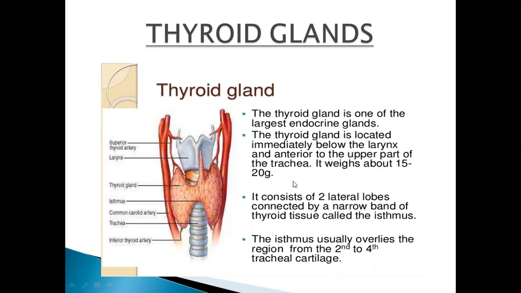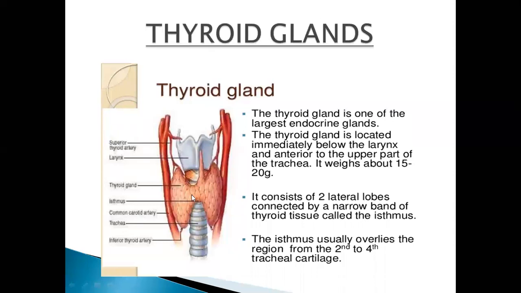It weighs about 15 to 20 grams. It consists of two lateral lobes. You can see here one and two. These two lobes are connected by a narrow band of thyroid tissue called the isthmus. This is the central part which is attaching the two lobes. So this is called the isthmus, the central part which is holding these two lobes.